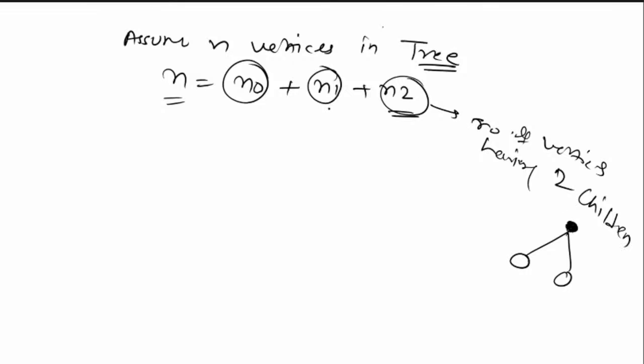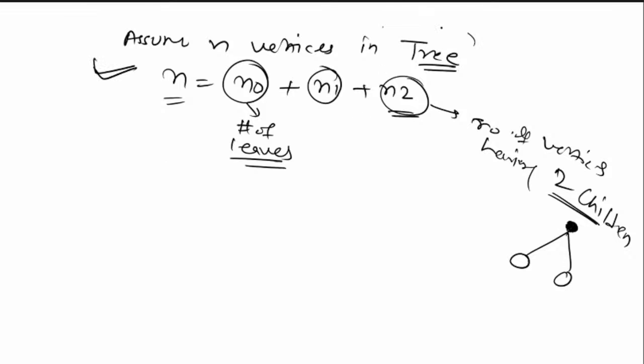Or n1 means the number of vertices having one child, and n0 means the number of vertices having zero children. These are the leaves, the number of leaves. So this is one equation: n equals n0 plus n1 plus n2, because in a binary tree either you have leaves, or vertices which have two children, or vertices which have one child. So this is the point.